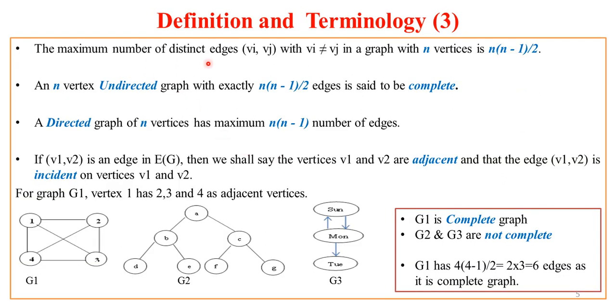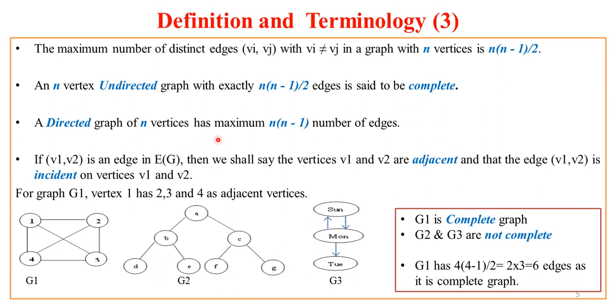The maximum number of distinct edges vi vj, where vi is not equal to vj, in a graph with n vertices, is n into n minus 1 by 2. So that means if we have a graph with certain edges, say from vi to vj, assume that vi is 1 and vj is 2. So this way we should have distinct vertices. For example, here vi is not equal to vj means that there is no self loop. So vertex v1 is not having any self edge.